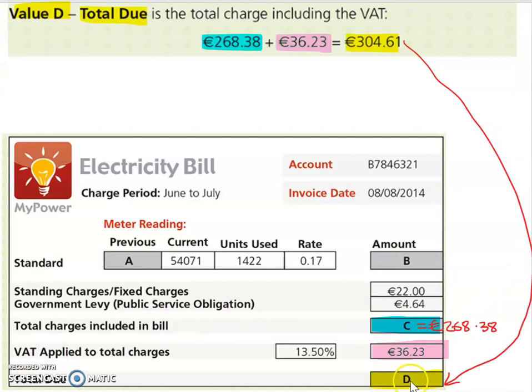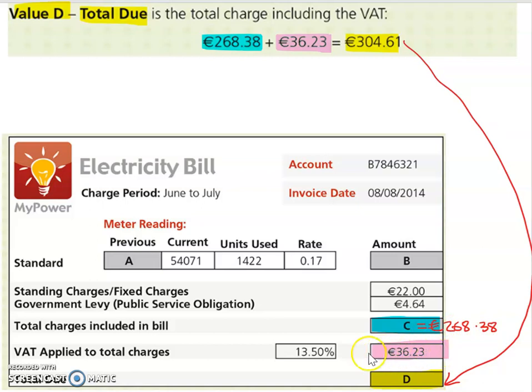And finally, we want to work out part D, which is the total due, the total amount due. Once we've added on the VAT, the value added tax applied to the total charges. So the VAT percentage is 13.5%. So we need to get 13.5% of 268.38, and that's €36.23.